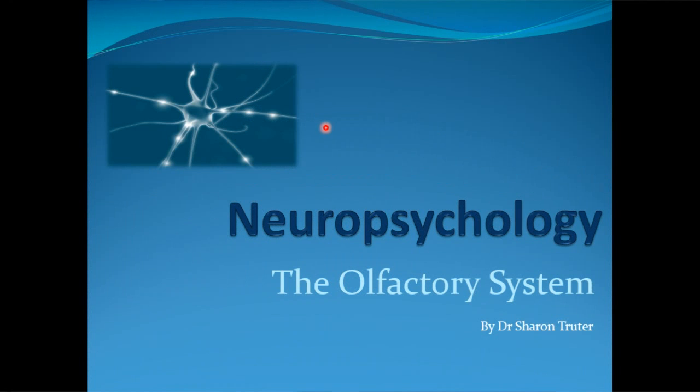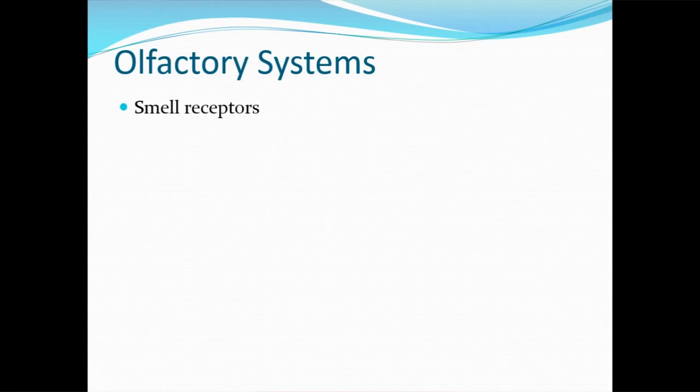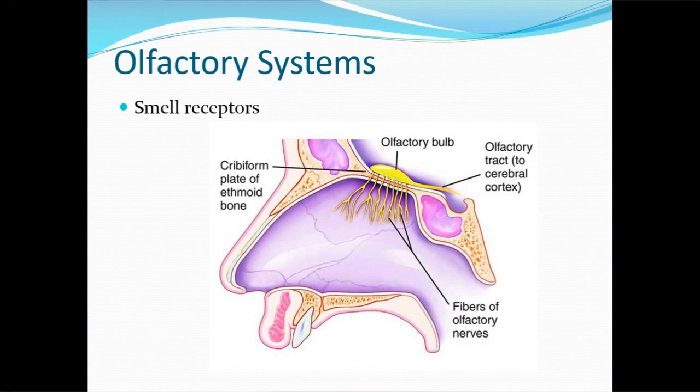The olfactory system. Here's a picture of the nose, the smell system. Here's your nasal passage. Here's your olfactory bulb, and the information from there goes onto the olfactory tract, which goes to the cerebral cortex.